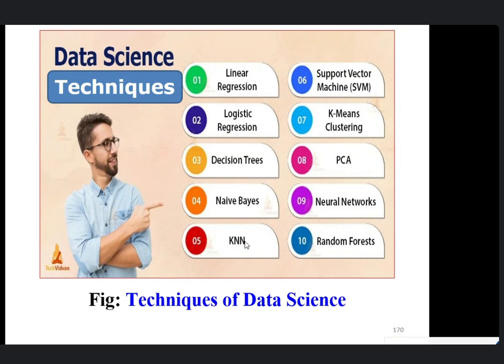Support vector machine is a classification technique based on the hyperplane. The points which fall under that hyperplane, and the points above the hyperplane, based on that we are classifying the data. Then k-means clustering, based on the similarity measure, we are classifying the data, and with the help of Euclidean, Manhattan, and Minkowski distance, that is called k-means clustering.